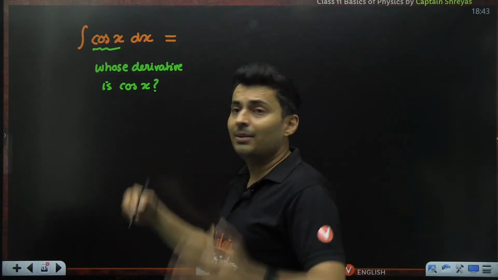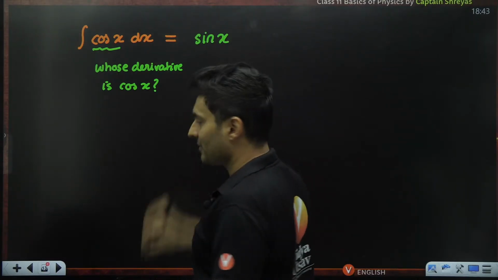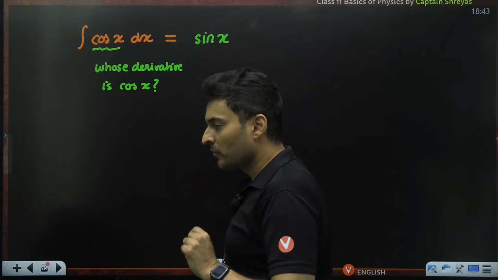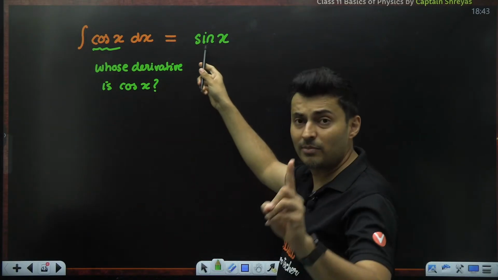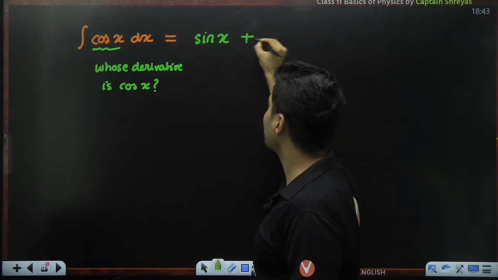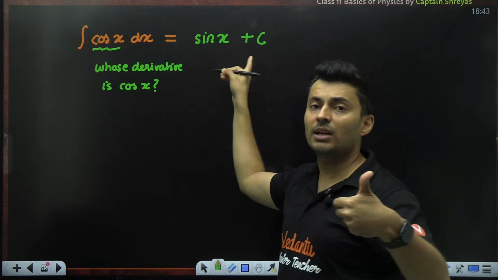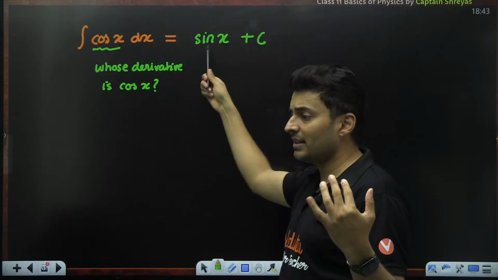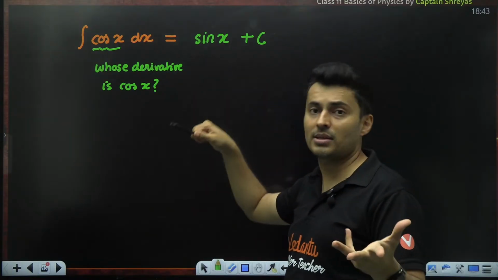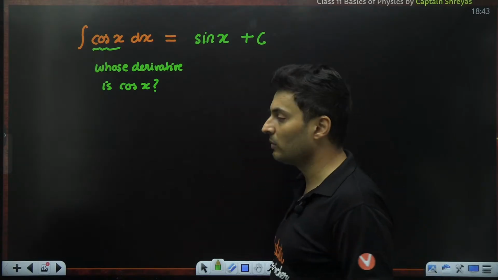Sin x's derivative is cos of x. So the answer to this will be sin of x. But I have to keep the benefit of the doubt, because if any constant is present, the derivative of the constant will become 0. So the derivative of sin x plus 3 will be cos x. The derivative of sin x minus 100 is cos x. So what that constant is, I do not know. So I need to put that benefit of the doubt.